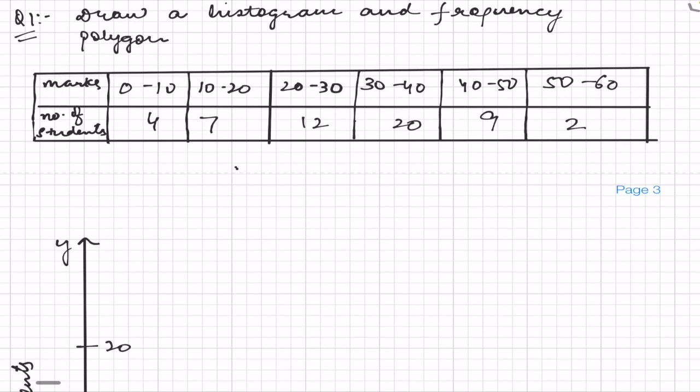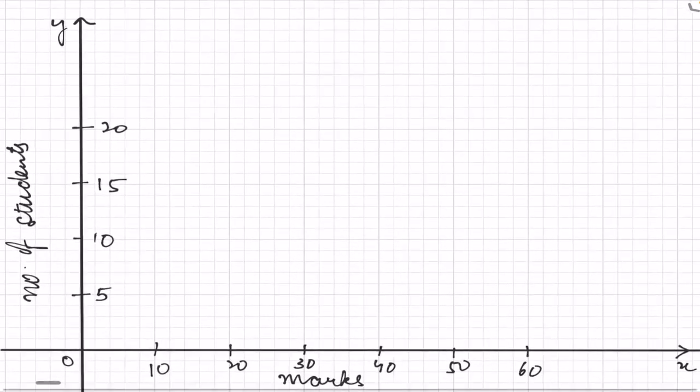Now we'll start with the question of histogram and frequency polygon. They have given the data in which the marks and the number of students are given, and we have to draw a histogram and frequency polygon of the given data. First we will draw the marks on the x-axis and the number of students, that is the frequency, on the y-axis. So the first frequency is 4. It's starting from 0 to 10. So our first bar will be attached to the y-axis. So this is the first bar.